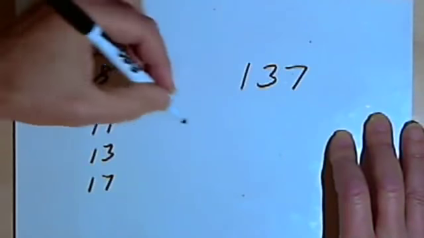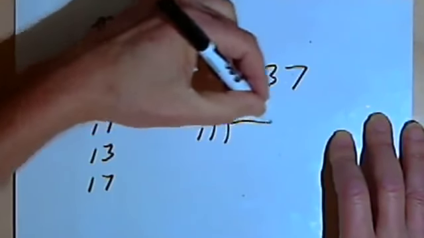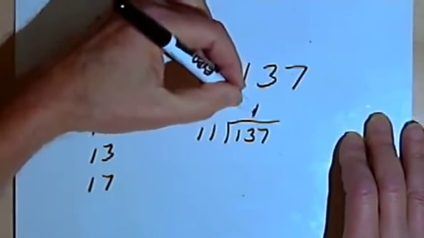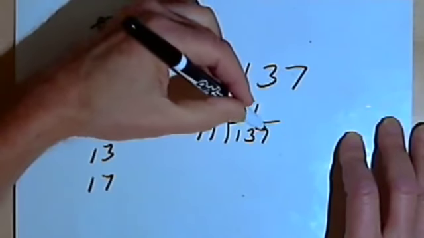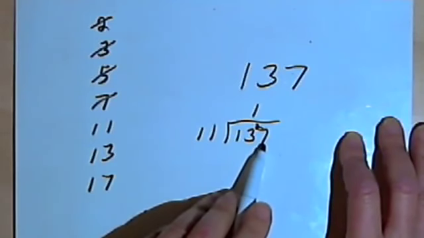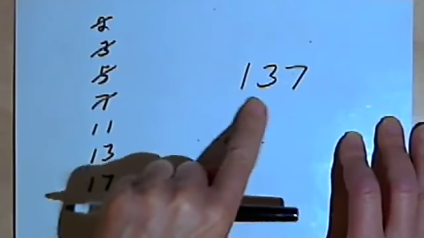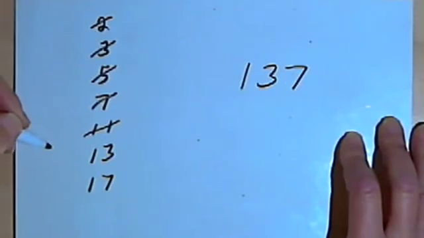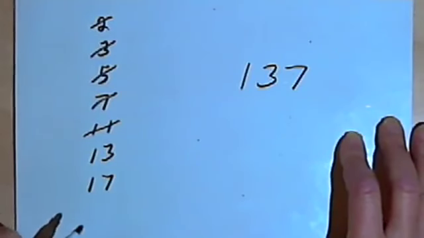How about 11? Well, if I divided 11 into 137, 11 would go into 13 one time. I'd have a 2 remainder, and I'd have to be able to divide 11 into 27. I can't do that either. So 11 is out. And now the question is, do I have to keep going? And the answer is going to be no, I don't.